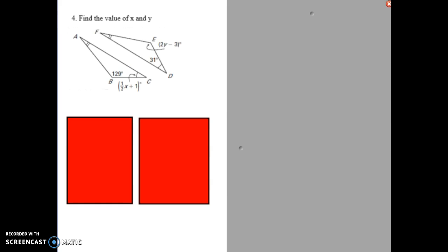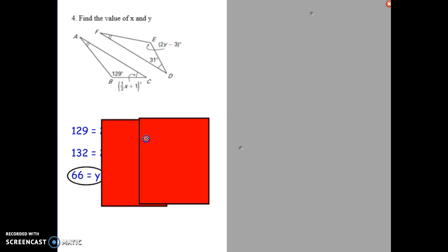And now I've got the next example. Find the value of X and Y. Again, I'm going to look at the 1 mark right here and the 1 mark right here and know that those are congruent to each other. I'm going to know that A or B and E are also congruent based on the fact that these two other angles are congruent. So I'm going to say that those two angles are congruent as well.